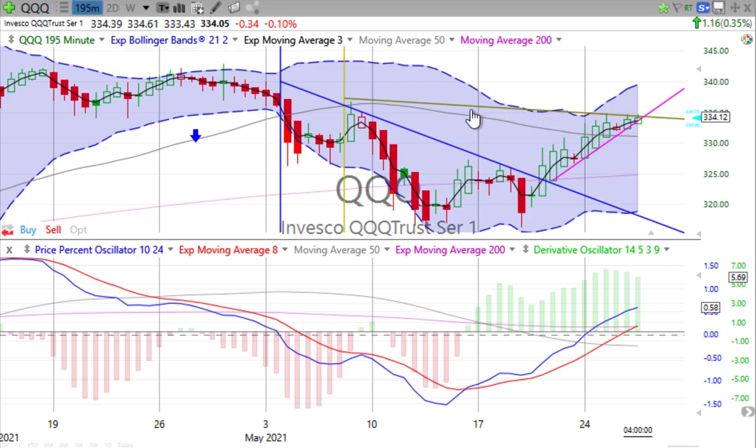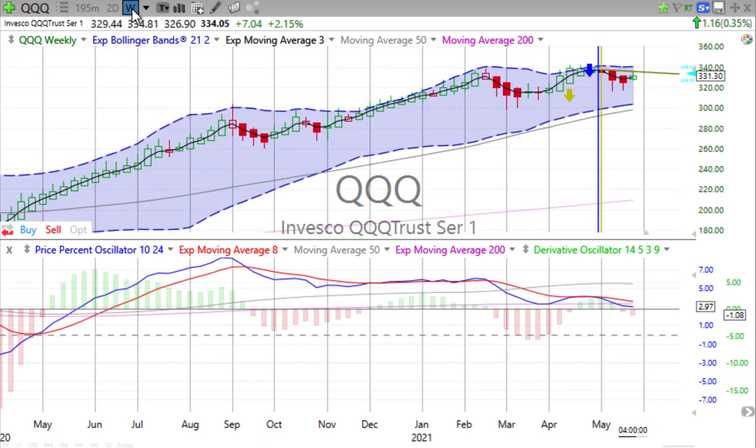And again, look at that. We can see where the half-day chart has hit right along that weekly trend line 3 times. Is it going to blow through it tomorrow, or is it all going to come down? Price percent oscillator still heading up, derivative oscillator losing some momentum. We shall see, my friends. We shall see. Shall be interesting to see what happens in the market on Thursday.